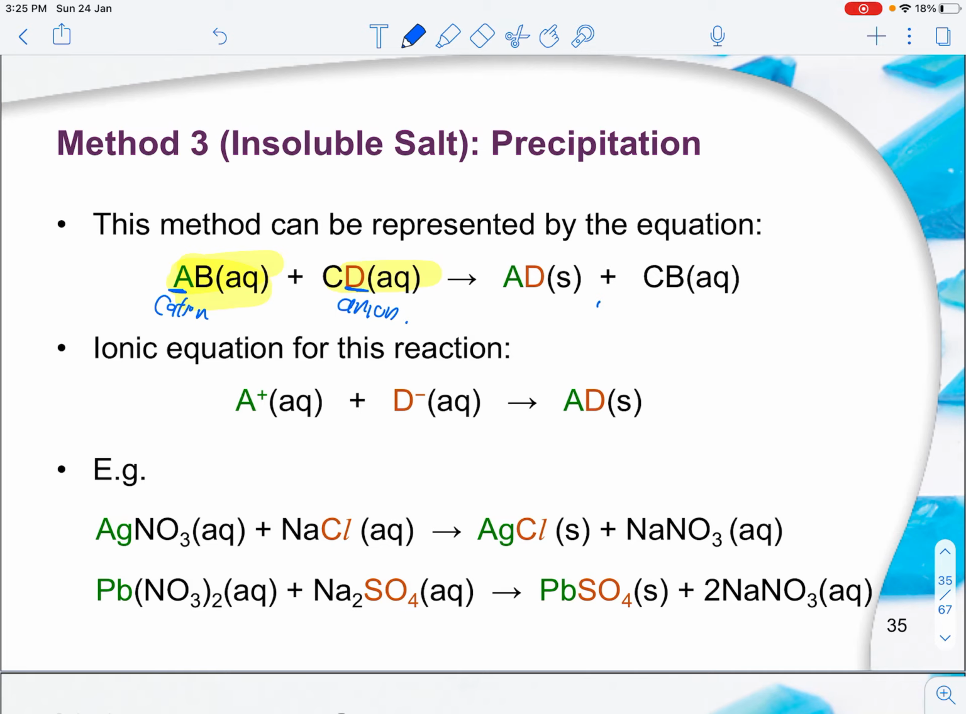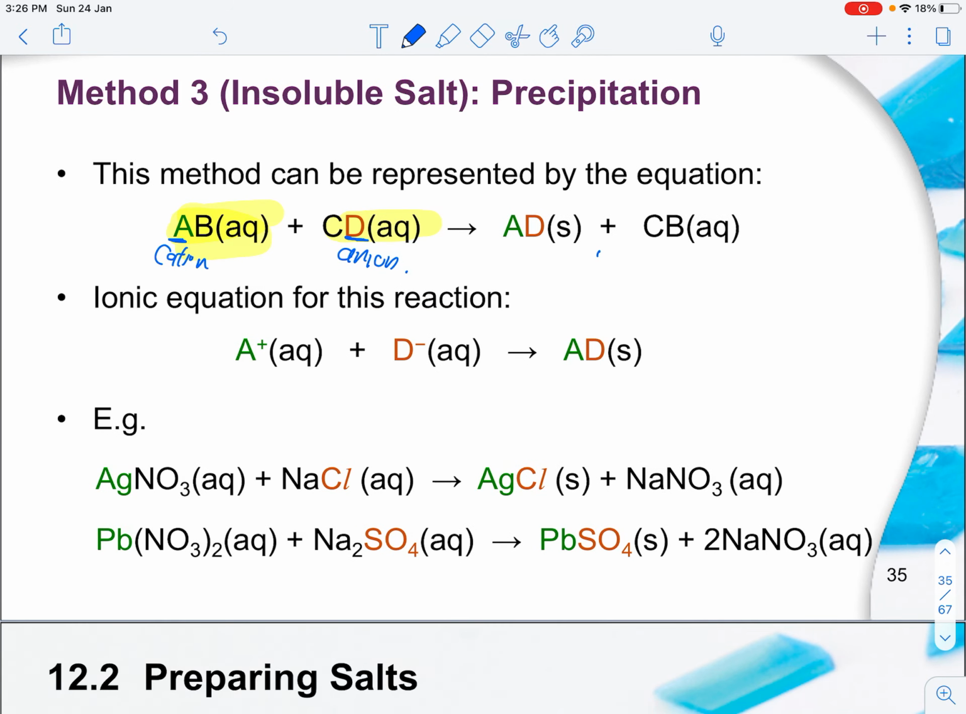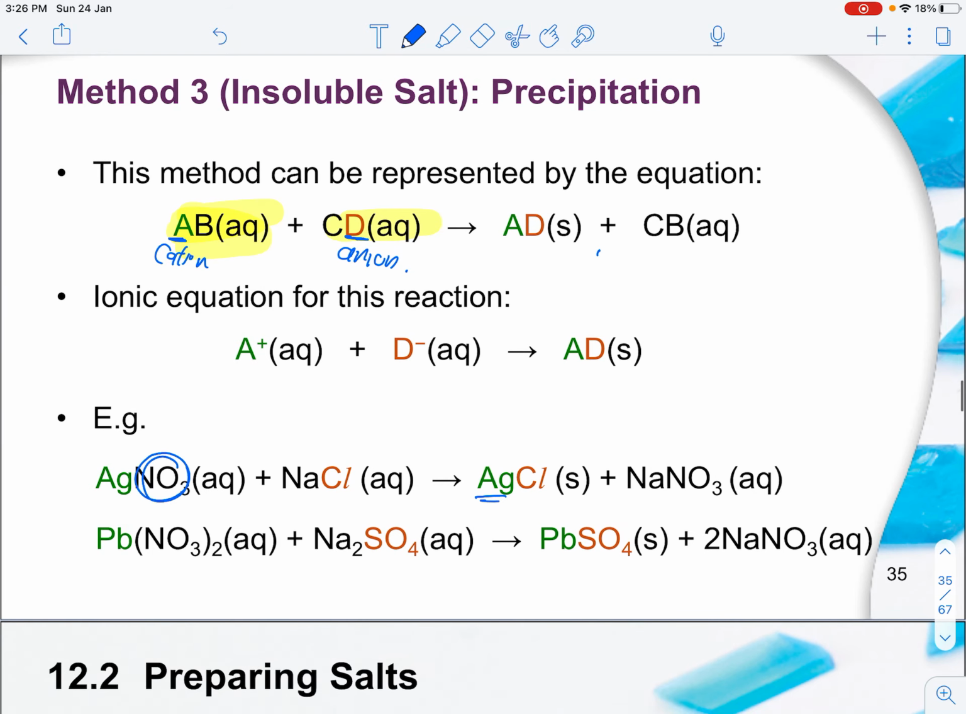Okay, so if we want to rewrite the ionic equation, it will be one from the first one, which is A plus, the cation, and the D minus is from the other one, which is the anion. So for example, if we look at the one below, if you want to form silver chloride, the silver has to be attached onto something, maybe silver nitrate, and the chloride must come from somewhere, which is sodium chloride. So one very simple way to remember is, you always use the NO3, okay, and the other one just use the sodium.